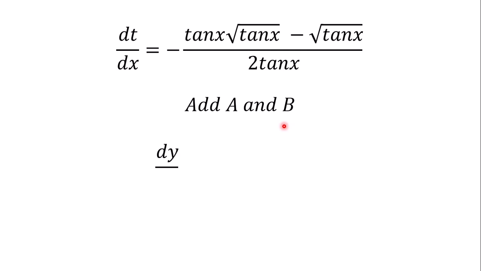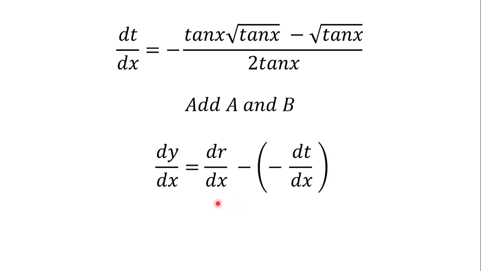So now that is what it's going to be like. The dy over dx is representing the original one, the whole question. Remember, y was equal to A minus B. That is the tangent inverse of something minus tangent inverse of something. That's what we are supposed to differentiate.